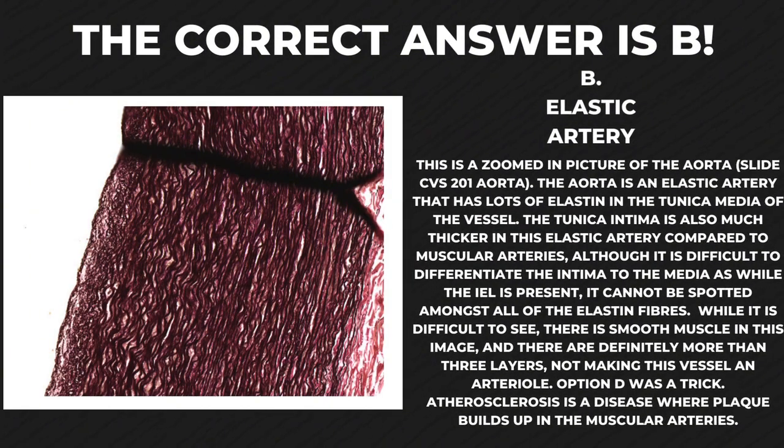The correct answer is B, elastic artery. This is a zoomed in picture of the aorta. The aorta is an elastic artery that has lots of elastin in the tunica media. The tunica intima is also much thicker in this elastic artery compared to muscular arteries.